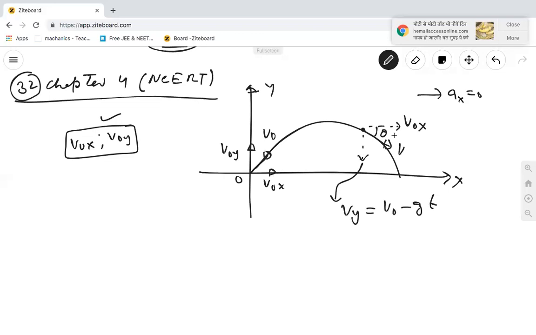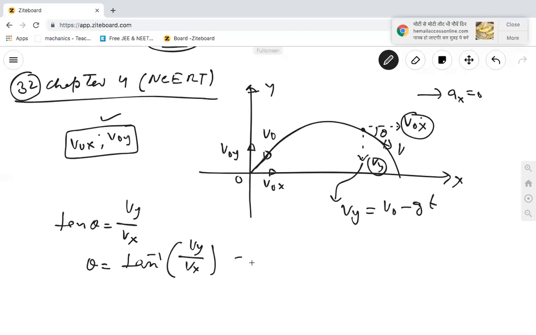So what about this v? What does he ask us to find? Yes, tan theta. What is tan theta? It is vy by vx, this component by this component. Theta is equal to tan inverse of vy by vx. What is vy? That is v0y minus gt, divided by v0x, because vx is the same as v0x.